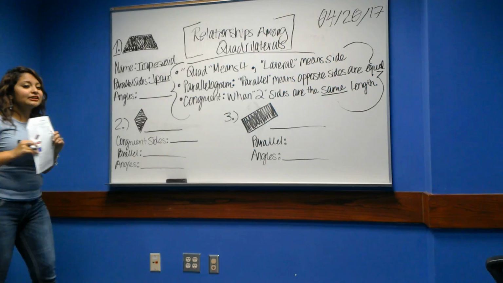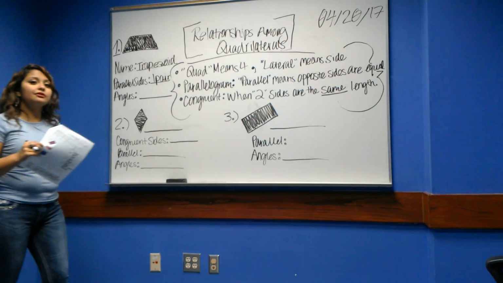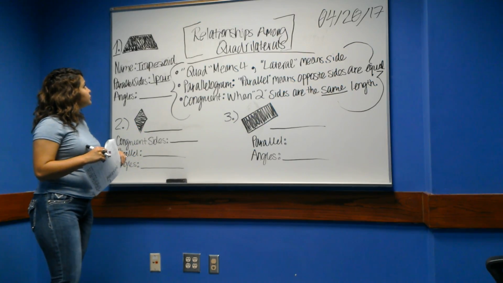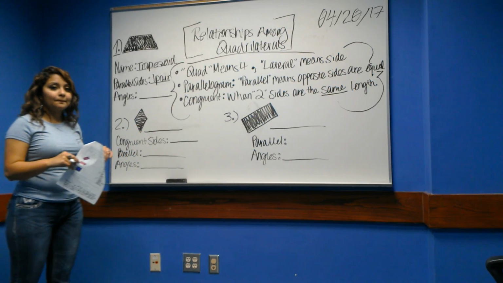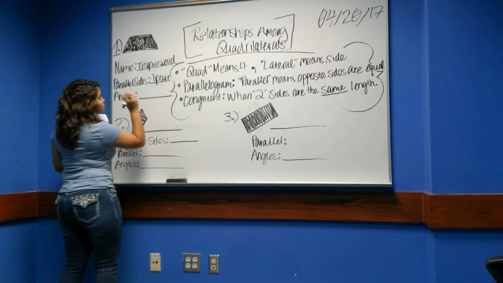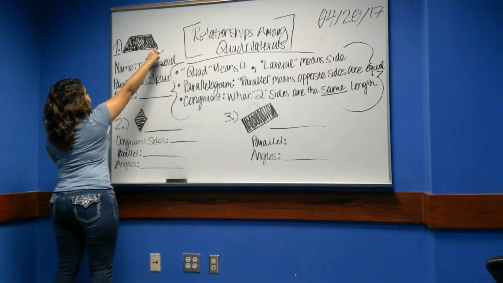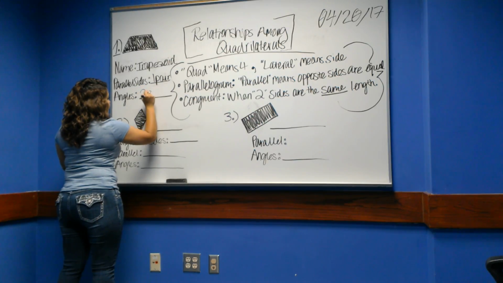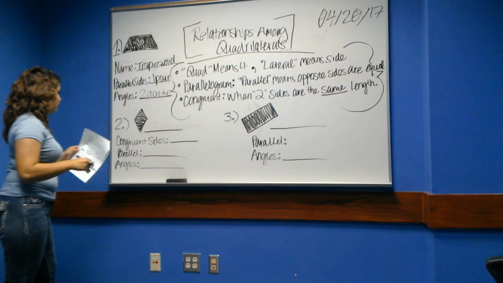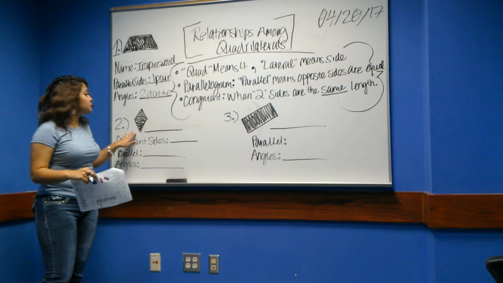Now let's see if we can find any angles. Remember, there's an acute angle, a right angle. So which ones do you see here? Okay, we see an acute angle, two acute angles. One right here and one right here. So we'll write two acute. All right, let's move on to problem 2.